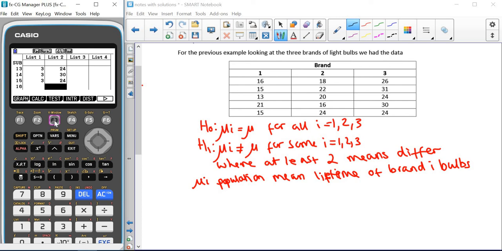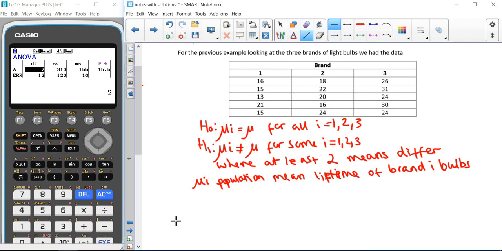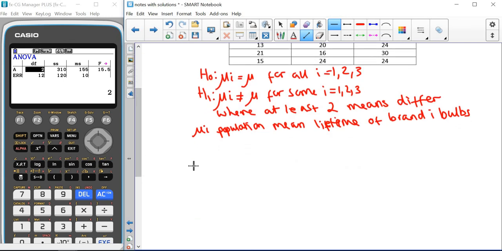Then I need to go into test, and we've got this beautiful button here that says ANOVA. How many? Well, this is a one factor analysis of variance. We don't have a blocking factor, we only have our treatment factor. And we've put what factor it is in list 1, and we've put the dependent value for it into list 2. And when I click EXE now, ta-da! That is my beautiful table, which has the same information in it as before.